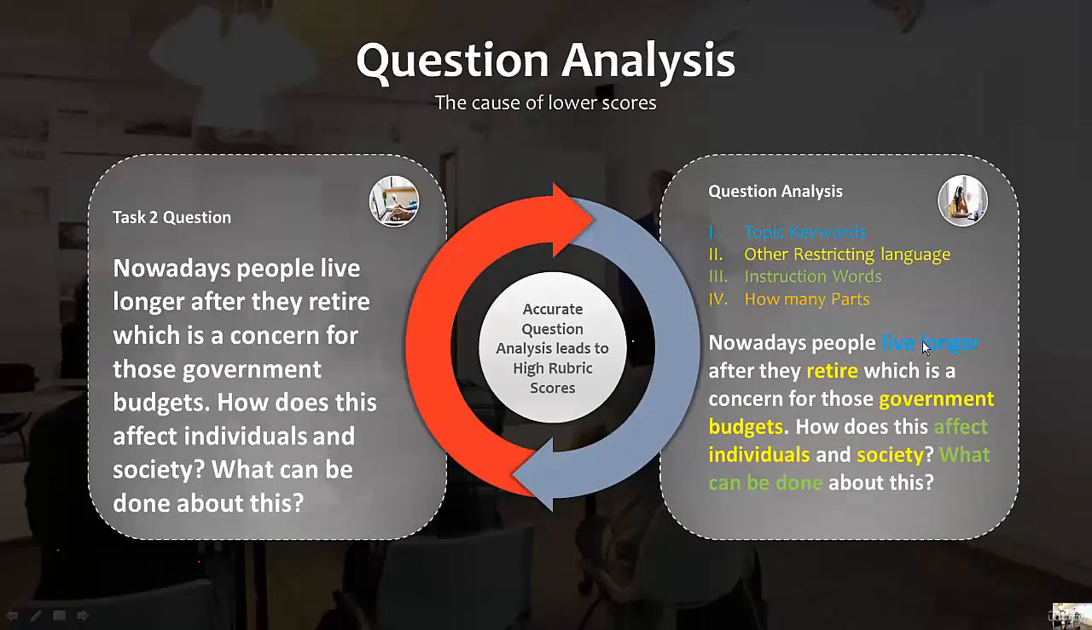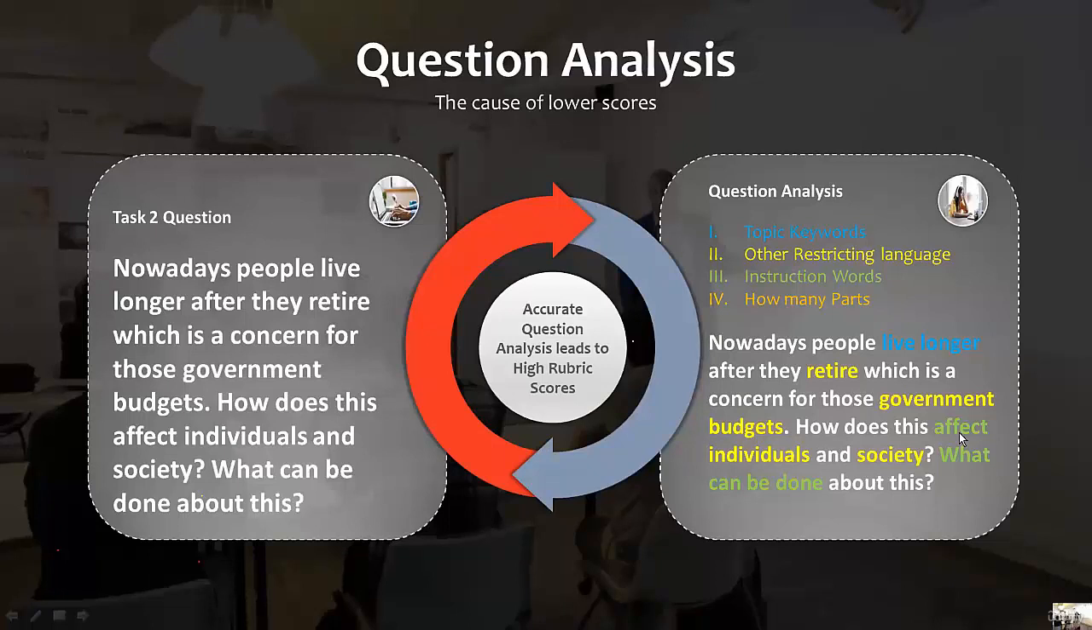Live longer is the topic. Restricting language: retire, governmental budgets, individuals, society. The instruction words are effect and also what can be done, which are solutions. Those are the instruction words. But being able to understand question analysis, this is one reason why people don't get 8s and 9s.